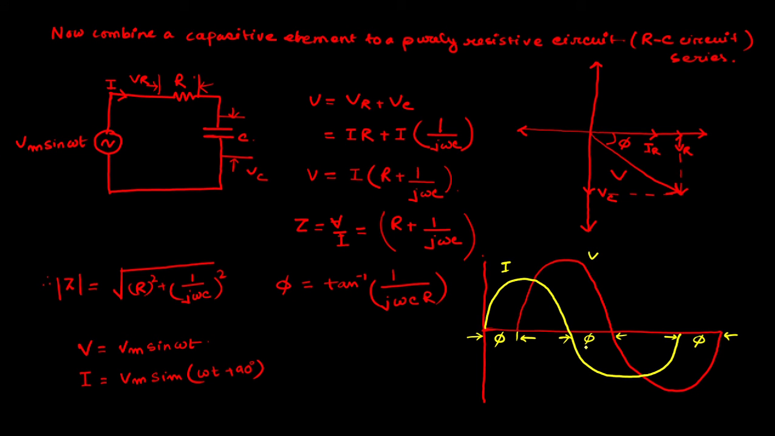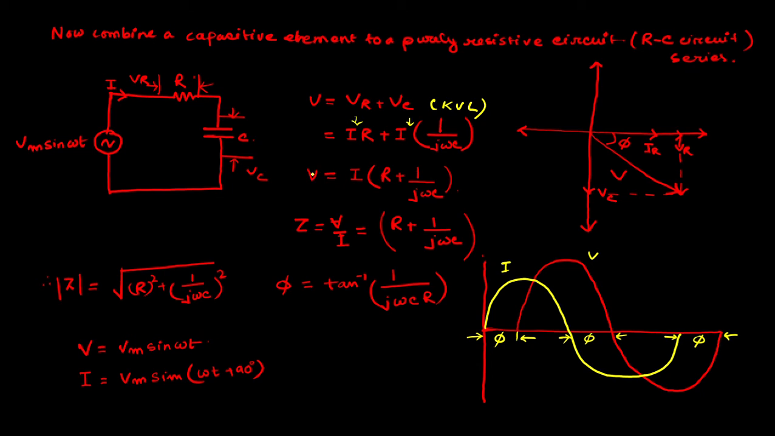Now next we will be seeing if a capacitive element is incorporated within a purely resistive circuit. So this is quite similar to the previous one, where we can say that applying KVL, V equals VR plus VC, and VR is represented as IR, and VC is represented as I into 1 by j omega C.